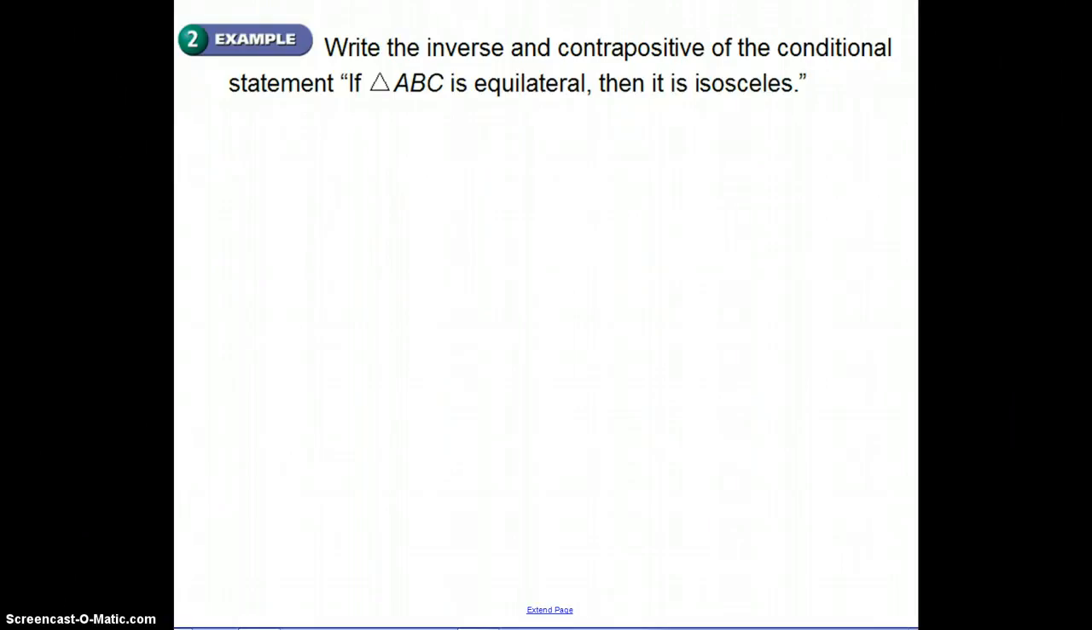Now, number 2, write the inverse and contrapositive of the conditional statement. If triangle ABC is equilateral, then it is isosceles. So if I were looking at this statement, first of all, remember from what we just did, that an inverse is when you negate the hypothesis and the conclusion, but you leave them in the same spot.